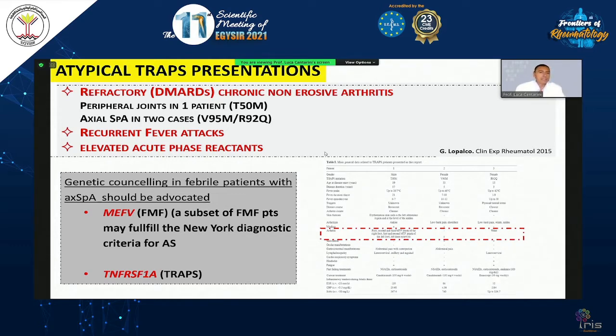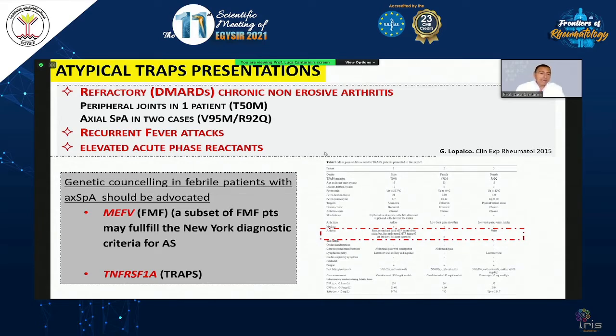Other atypical TRAPS presentation. In this case series of patients, we reported patients with peripheral and axial spondyloarthritis carrying low penetrance and high penetrance mutations in the gene responsible for TRAPS. In addition to spondyloarthritis, patients also showed recurrent fever attacks and a marked elevation of acute phase reactants.